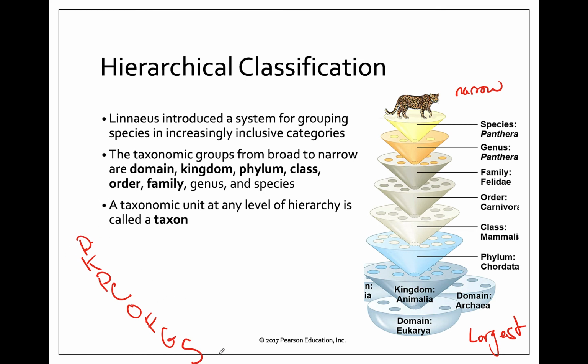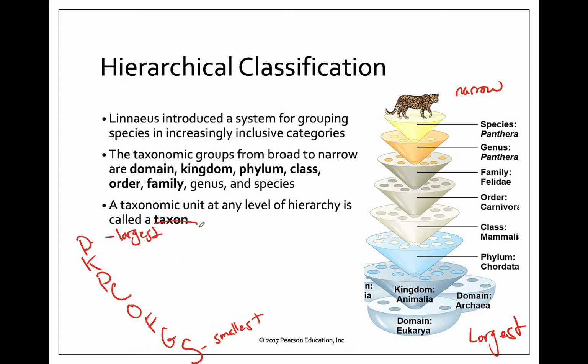So this is something you need to know. There's all sorts of mnemonic devices for helping you remember the order of domain, kingdom, phylum, class, order, family, genus, species, where domain is the largest and then species is the smallest.